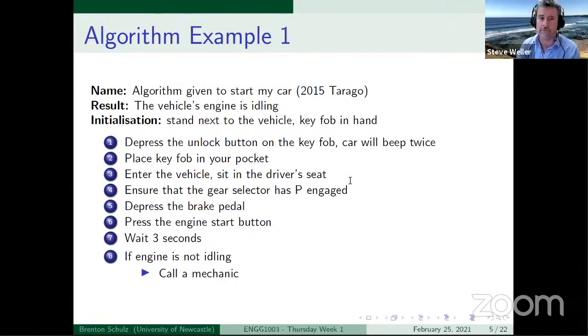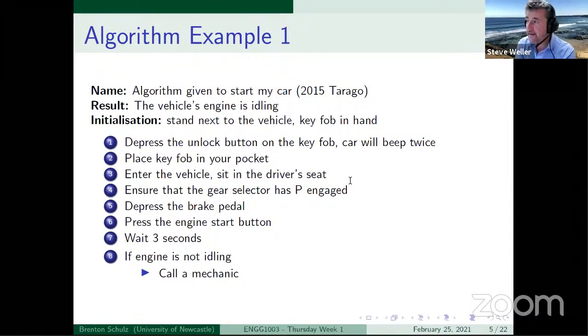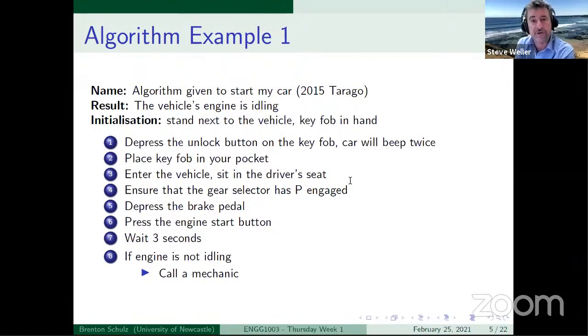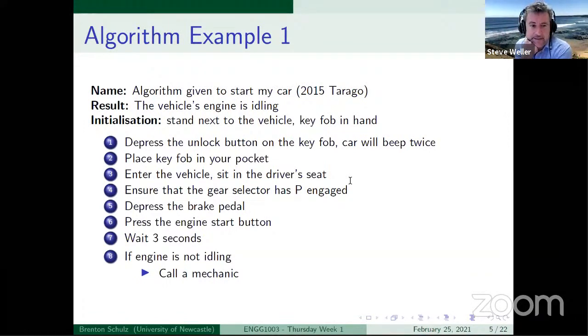Let me give you an example of an algorithm that really is in the form of a pseudocode. Unlike Python, which has a very strict language requirement, pseudocode isn't strict. So you might think of an algorithm for how to start a car, in this case, Brenton's car. The result of that algorithm should be a vehicle engine which is idling, and we start from a well-defined state, which is that we're standing next to the vehicle with the keys in our hand. There are 8 steps identified in this algorithm. We'll move through them quickly.